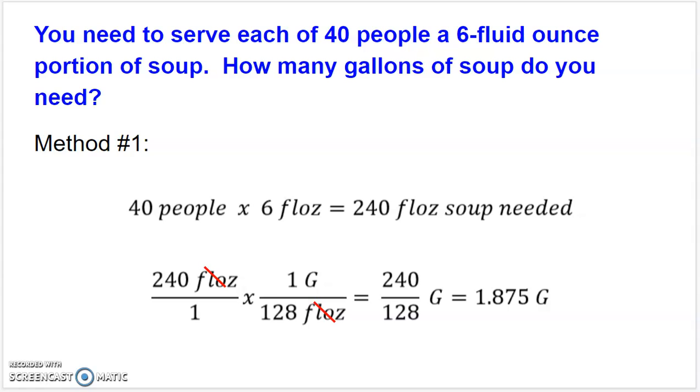So the first thing to do is just calculate the total number of fluid ounces. If you're serving 40 people 6 fluid ounces apiece, then it's 240 fluid ounces of soup needed. So then we're going to take that 240 fluid ounces of soup needed and do our normal dimensional analysis on it. I got this 1 gallon and 128 fluid ounces off my conversion chart. So I do the process we've been doing all along, and I get 1.875 gallons.